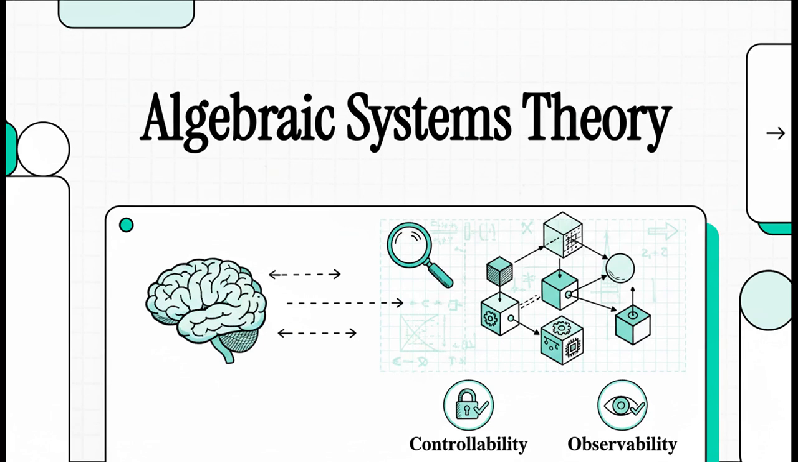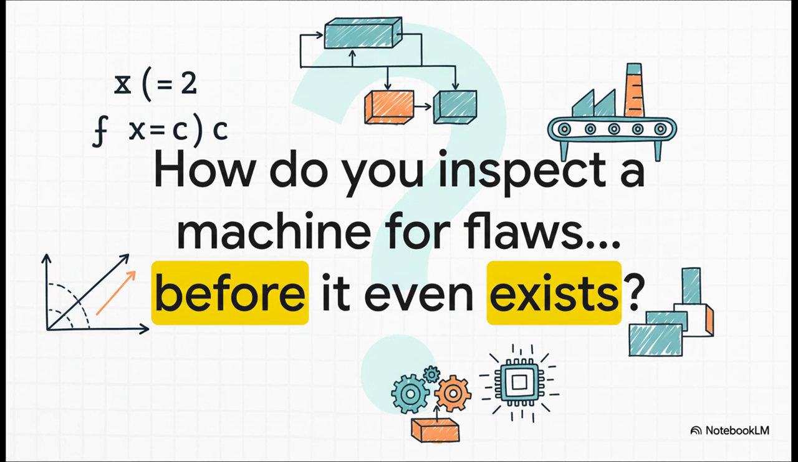Today we're diving into something called algebraic systems theory. And the best way to think about it is as a blueprint for a machine that you haven't even built yet. So let's just jump right in with a question. Imagine you're an engineer. How would you prove with absolute certainty that a machine is going to work perfectly using only the math on a piece of paper before a single bolt has been turned? Well, that's the exact problem this whole field is designed to solve.